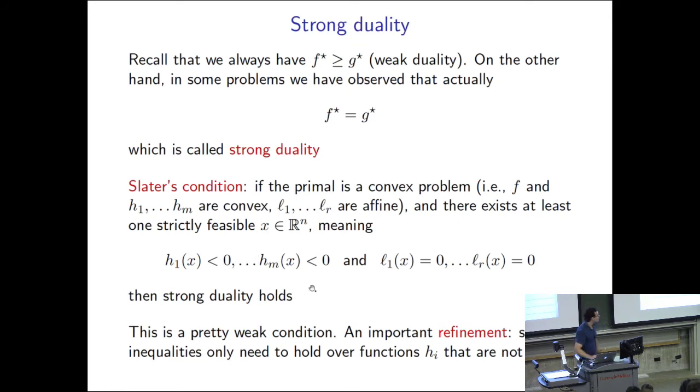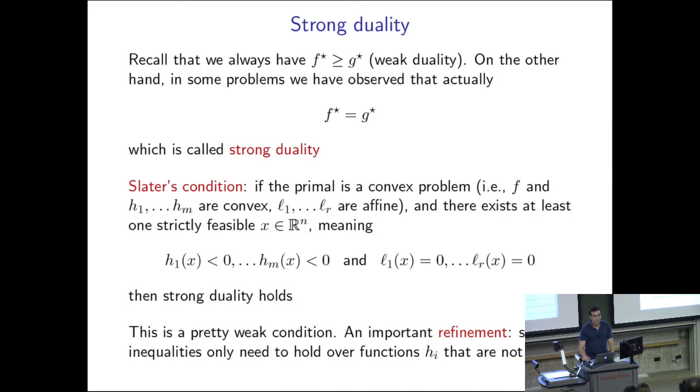Okay, so this is not saying that at optimum we have these inactive constraints. It's just saying that there is a feasible point, so that if I looked at the interior or the relative interior of the constraint set, right, once I ignore the affine constraints, it's non-empty. That's all it's saying. So it's a very weak condition.